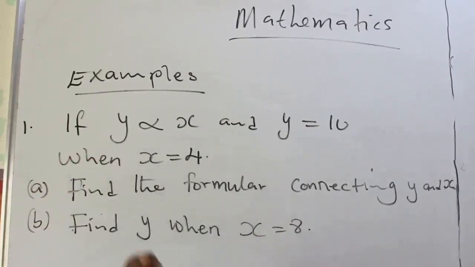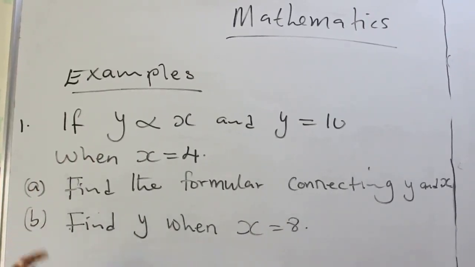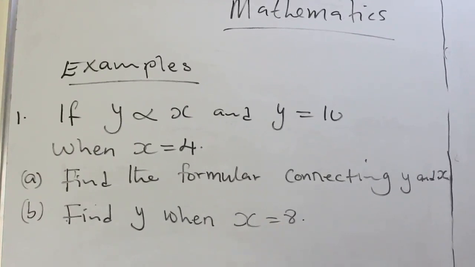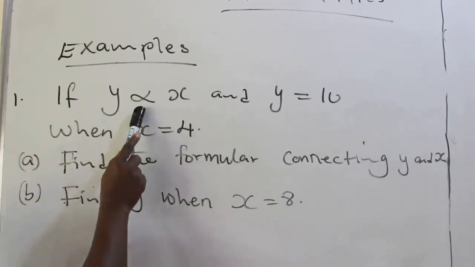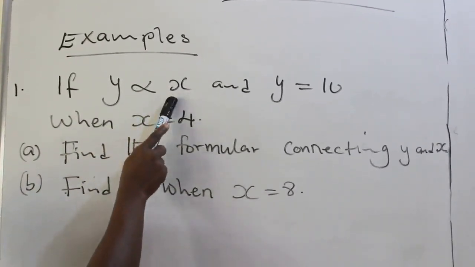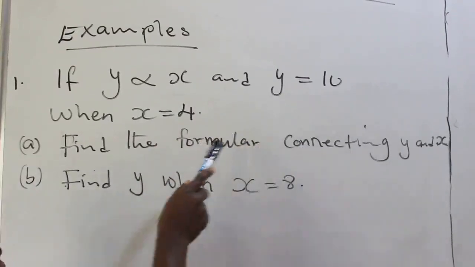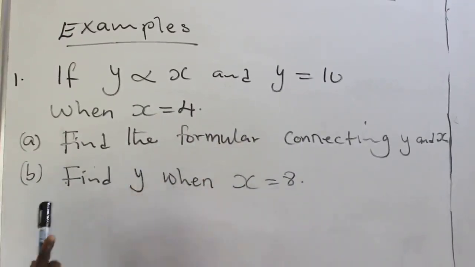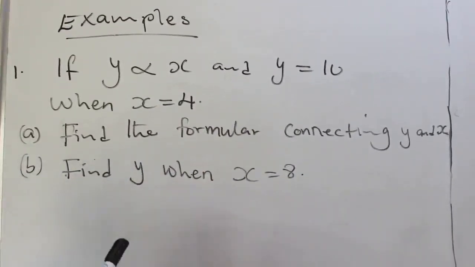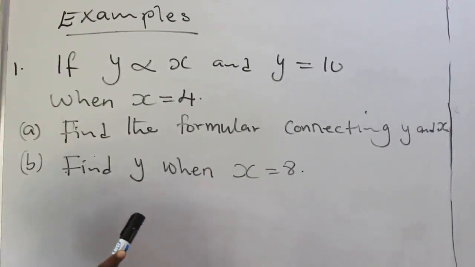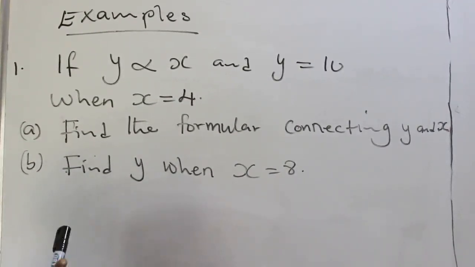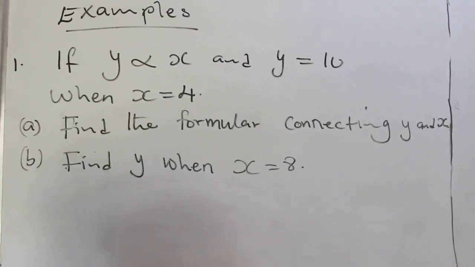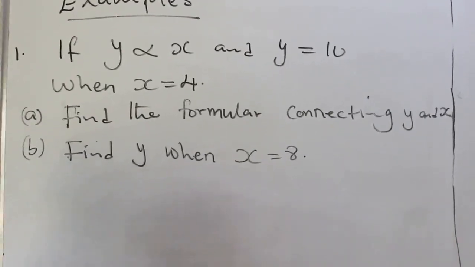Let's look at examples. Example 1. If Y varies directly as X and Y is equal to 10 when X is equal to 4. A. Find the formula connecting Y and X. B. Find Y when X is equal to 8. So let's look at the solution.